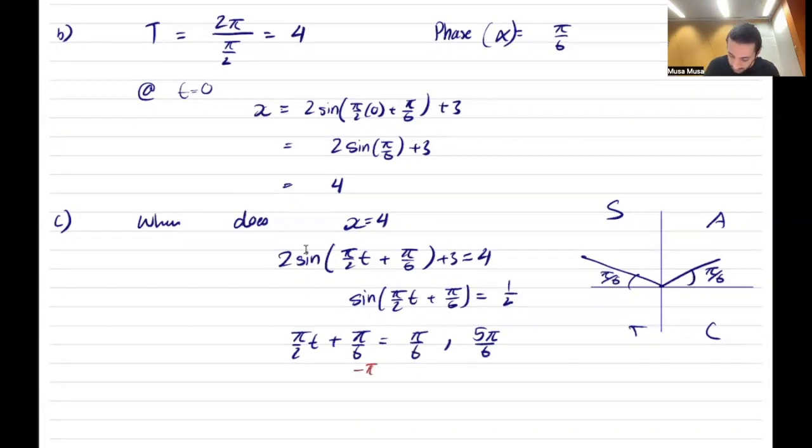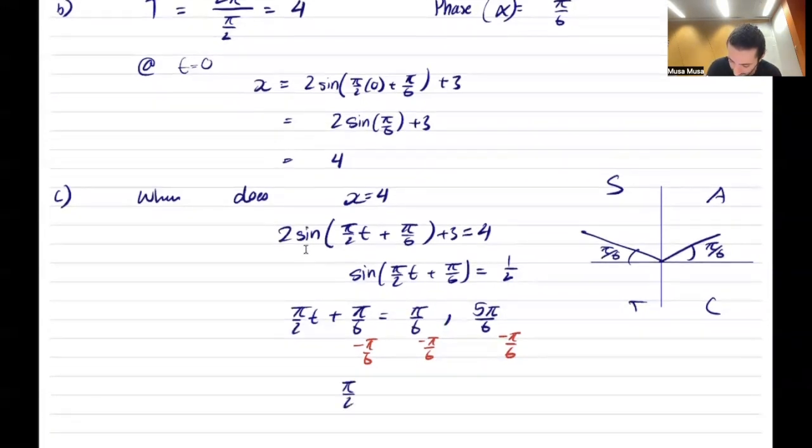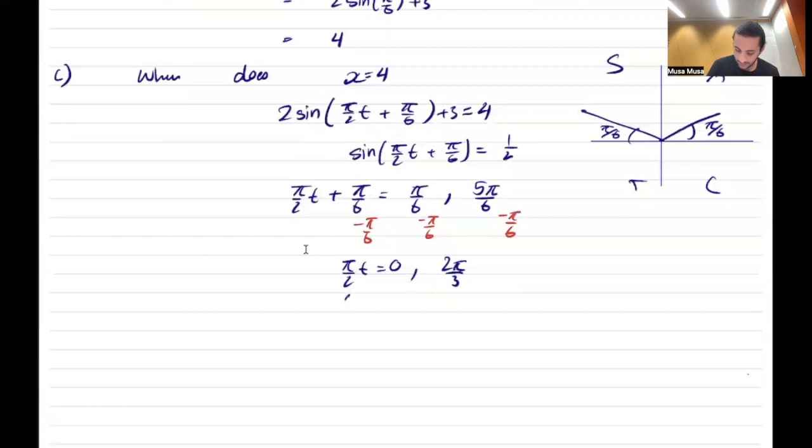Obviously, this first one, if you take away pi on 6 from each of them, gives you pi on 2t equals 0, so t equals 0, which is kind of obvious, the first one. The second one gives pi on 2t equals 4 pi on 6, which is 2 pi on 3. If you multiply that by 2 on pi, you get t equals 4 on 3.